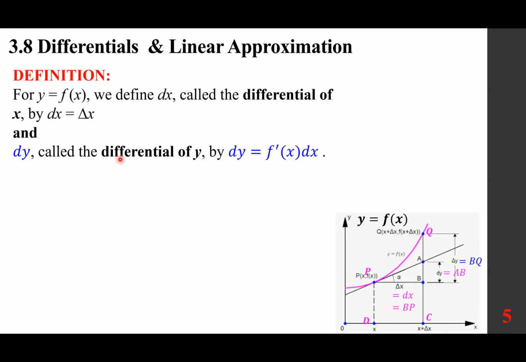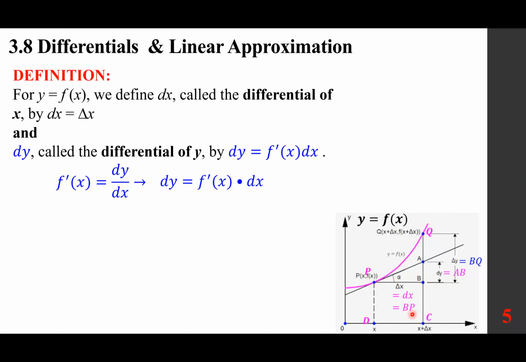And dy, called the differential of y, we define it by dy equals f prime of x dx. First, I want to remind you that f prime of x is dy/dx. The cross multiplication will give us dy equals f prime of x times dx. That's how you calculate it, okay? As far as the graph is concerned, I want to make sure we understand what we are dealing with here. Okay, so as we go from P to Q, we discussed delta x and dx are the same.